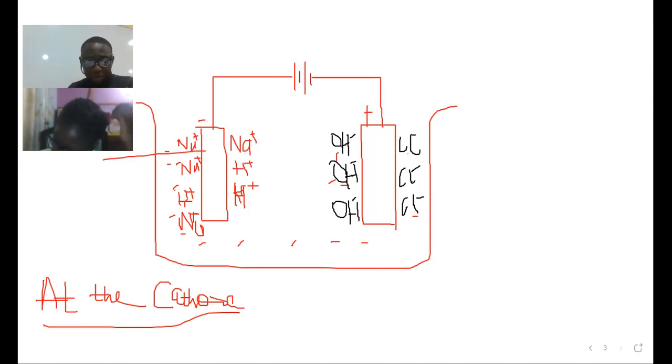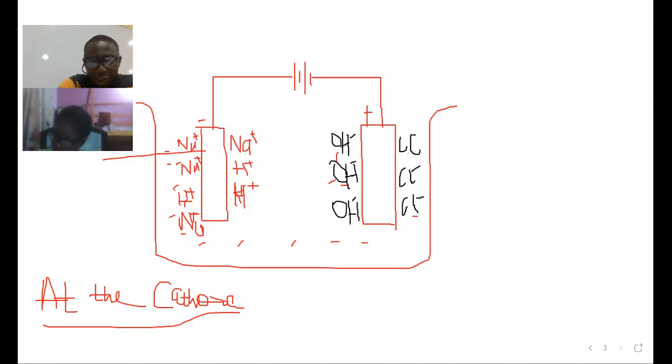According to what we discussed, can you tell me which ion will be discharged preferentially? That's based on the position. Hydrogen ion. Yes, hydrogen ion will be discharged preferentially. Why? Because hydrogen is lower than sodium in the electrochemical series. Therefore, sodium ions would remain in solution.